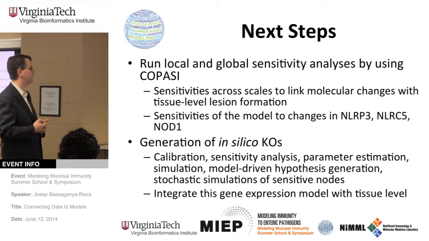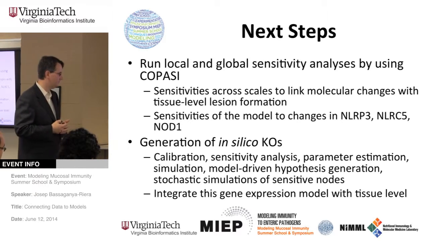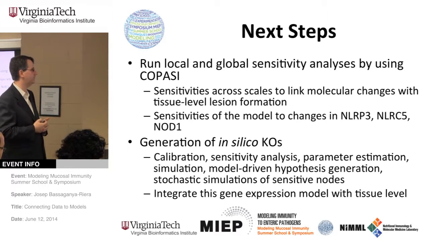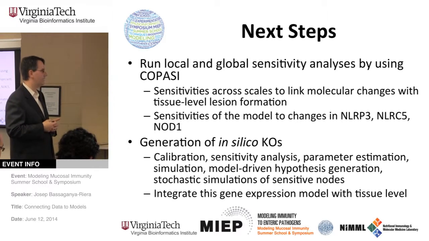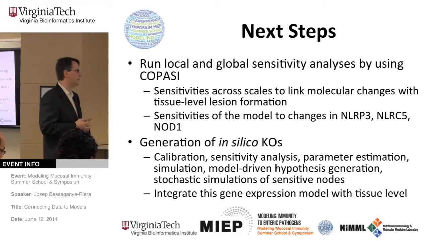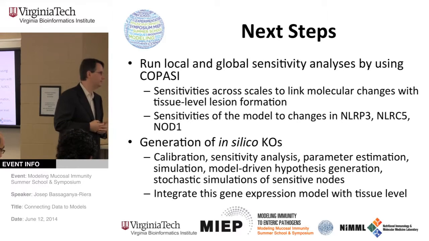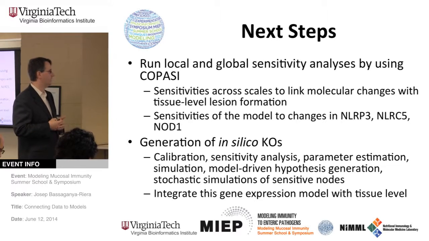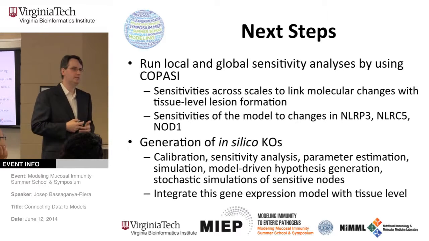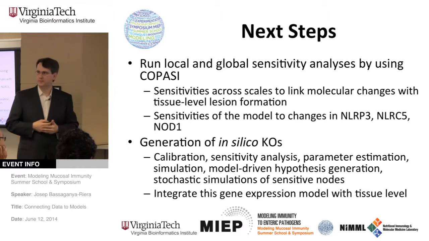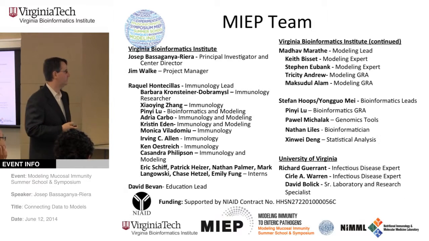And this again is an evolving story. So what will be the next steps for this use case? We've run some local sensitivities. We'll be running some global sensitivity analysis. I've shown you data for NLRX1. We'll run data for NLRP3 and LRC5, which by the way is linked to MHC class 1 presentation and was upregulated in that data set, not one. We'll generate additional in silico knockouts, and we'll integrate this gene expression model with the tissue level model by using the multi-scale modeling platform that Dr. Marate was alluding to earlier.